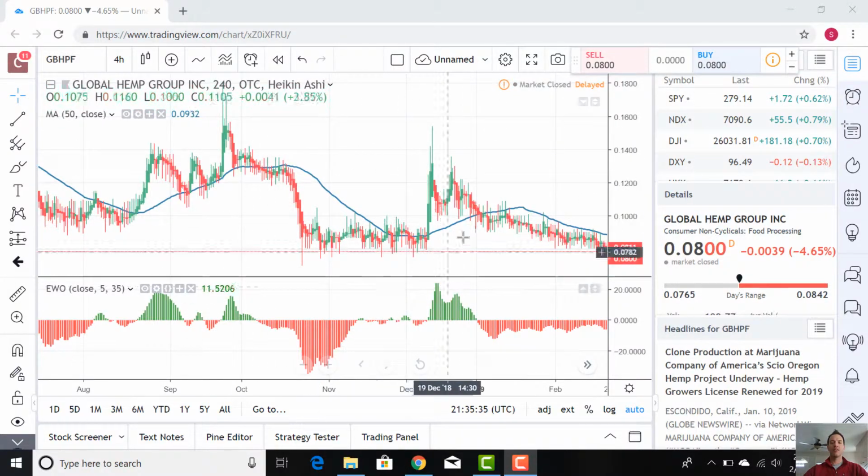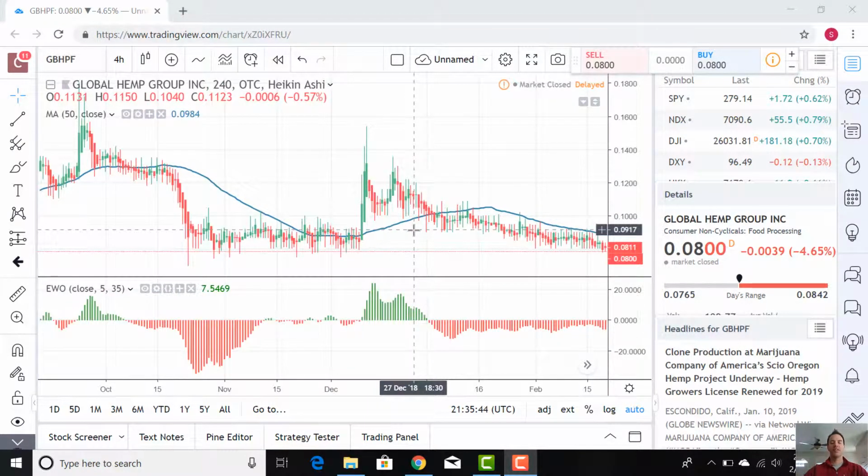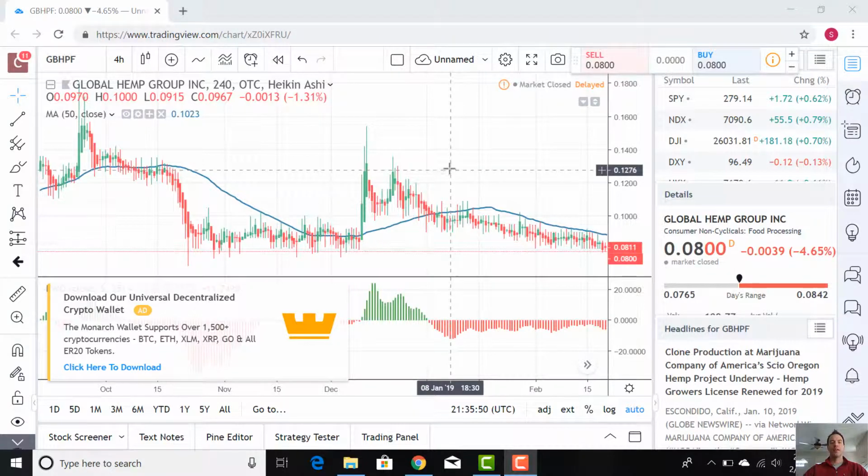But this is a pretty simple analysis. It's here just so that we can learn. So learn the EWO, add it to your arsenal, add it with a momentum indicator or some of the other indicators that you like to use, and then use it to get in and out of trades. But Global Hemp Group this week, I hope you learned a lot. Use the EWO, add it to your tool shed, and thanks for listening.